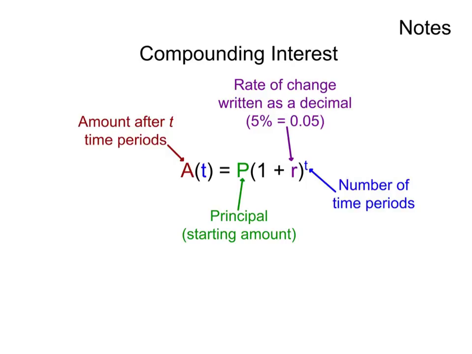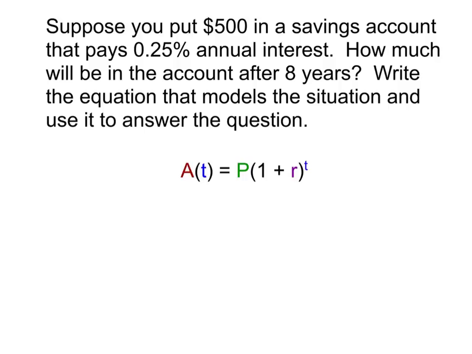Now, the reason why I know that I'm going back to this formula is because this is about compounding interest. And compounding interest happens when we're dealing with something that increases or decreases by a percent. And so since it's increasing by that 0.25%, I know that this is the formula I'm using. All right, so let's go ahead and start plugging in the information that we know in this problem.